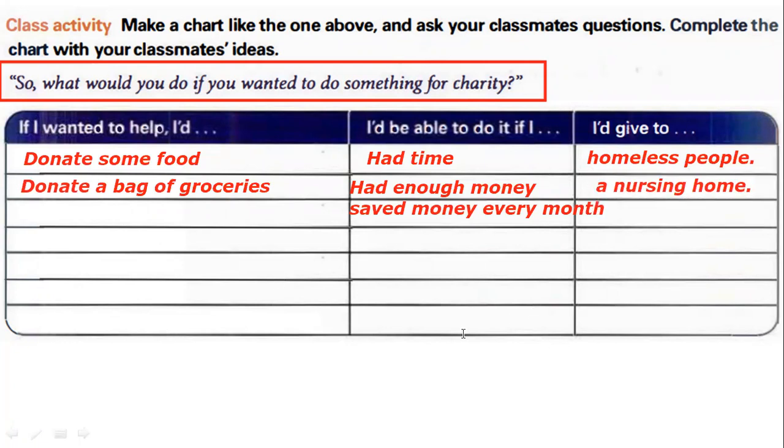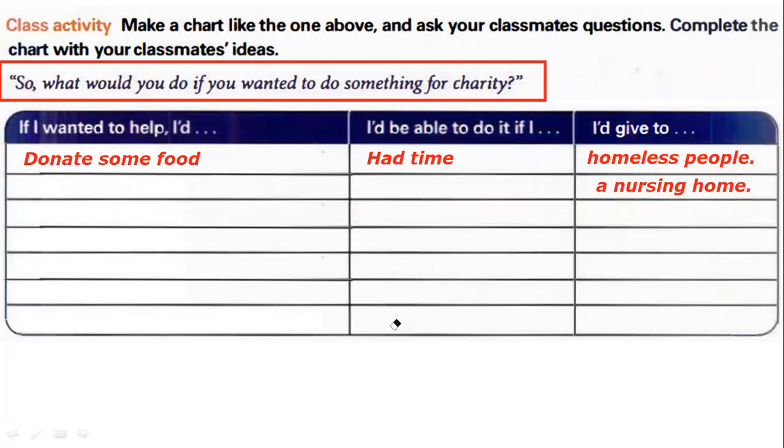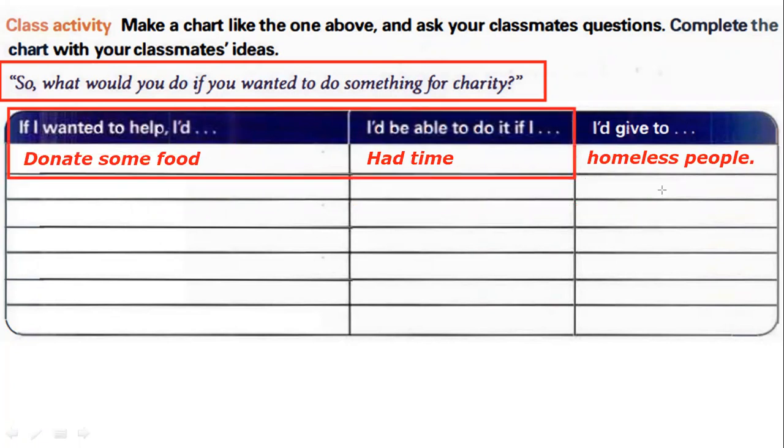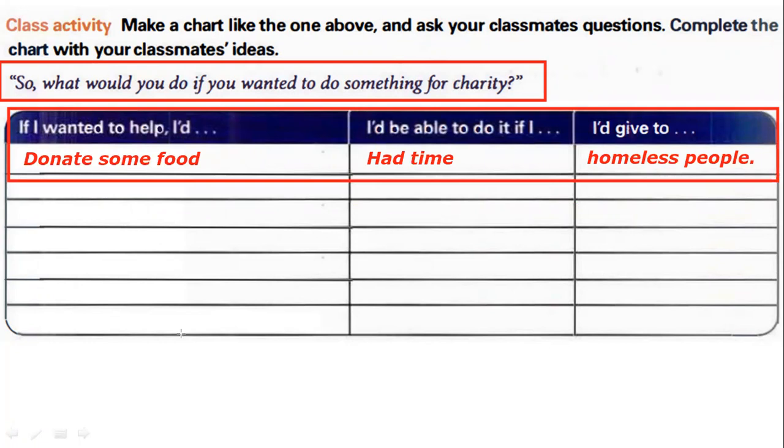Homework. Now you need to think of your own idea and write one sentence like this. Okay? Complete sentence, please. If I wanted to help, I'd be able to do it if, and I'd give it to. Complete sentence, and we'll share answers tomorrow. Okay, teacher. All right, how was the class, ladies? Really good, interesting. We are moving forward. We're moving along with the time tenses, aren't we? Yes, it's getting a lot better.